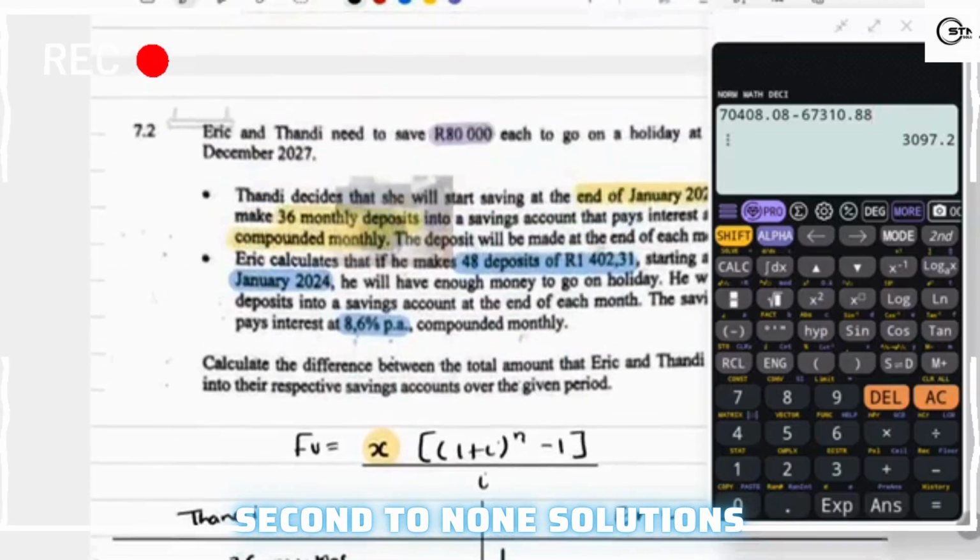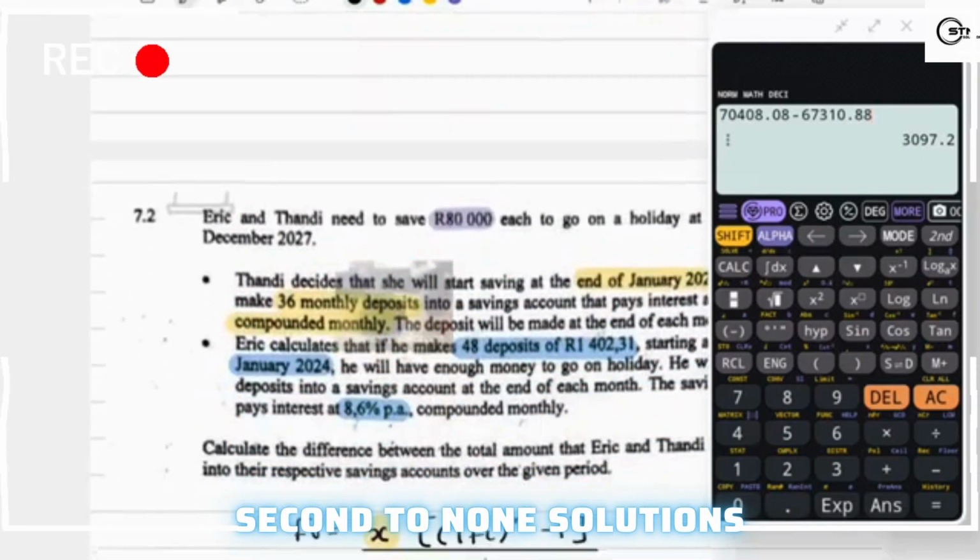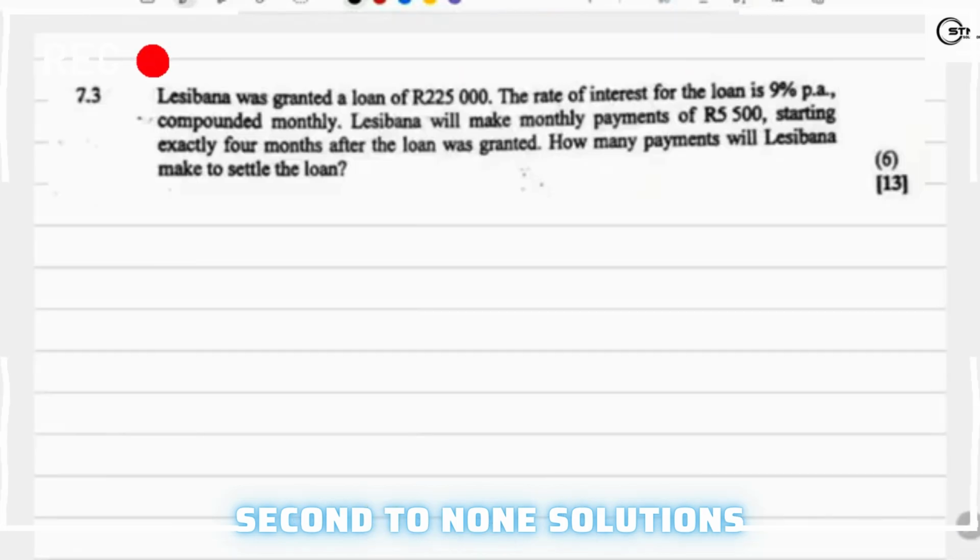And then we move on to the last question in financial maths, 7.3. Okay, so we're finally on 7.3.